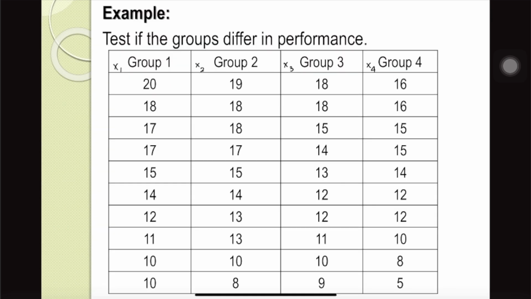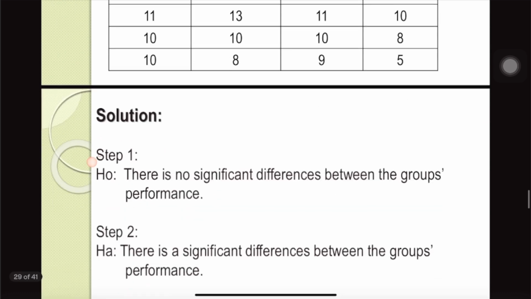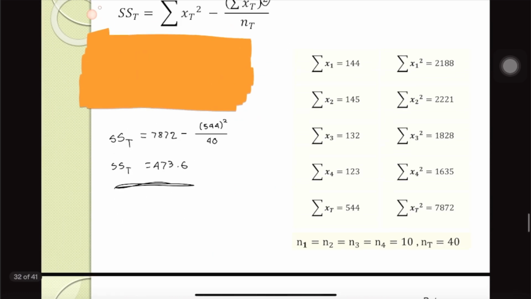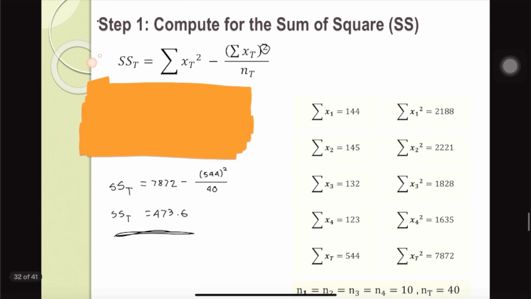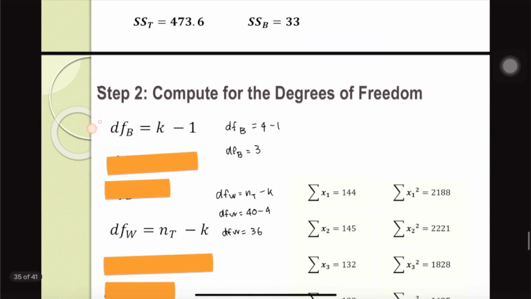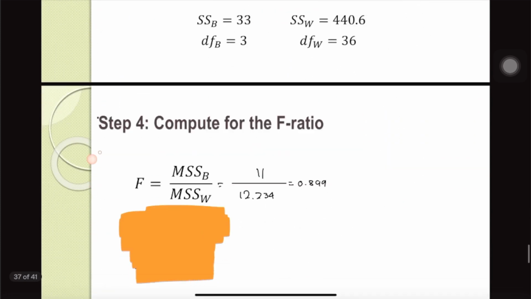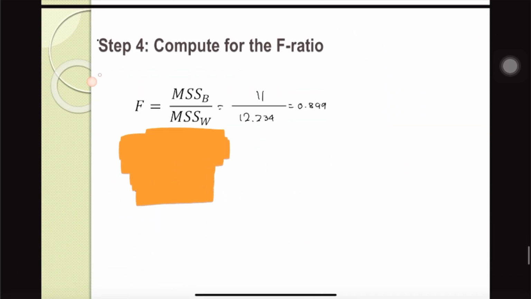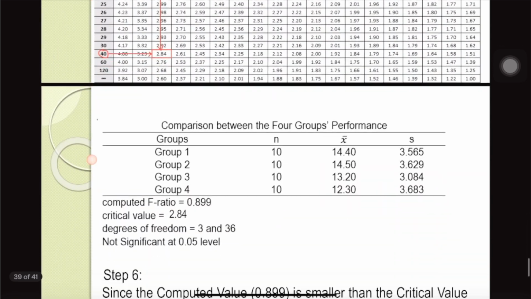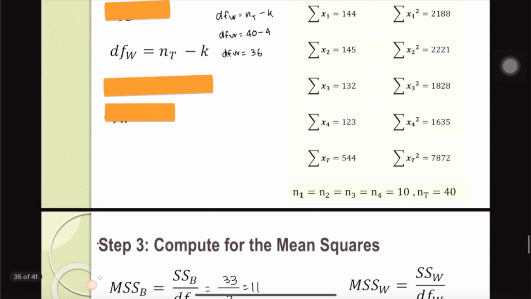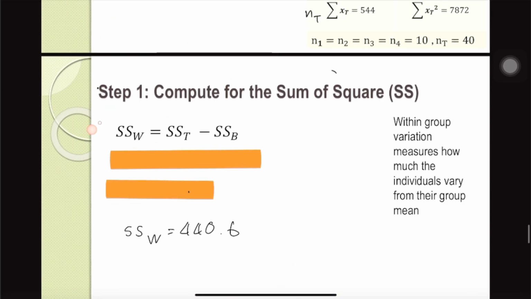So generally, when you're going to do an ANOVA test, I'd like to categorize 5 steps. The first is setting up the first table. The next is computing for the sum of squares. Next is computing for the degrees of freedom, so that's third. Fourth is computing for the F ratio, and fifth is conclusion. Okay, so we're going to discuss all of this, so don't you worry.